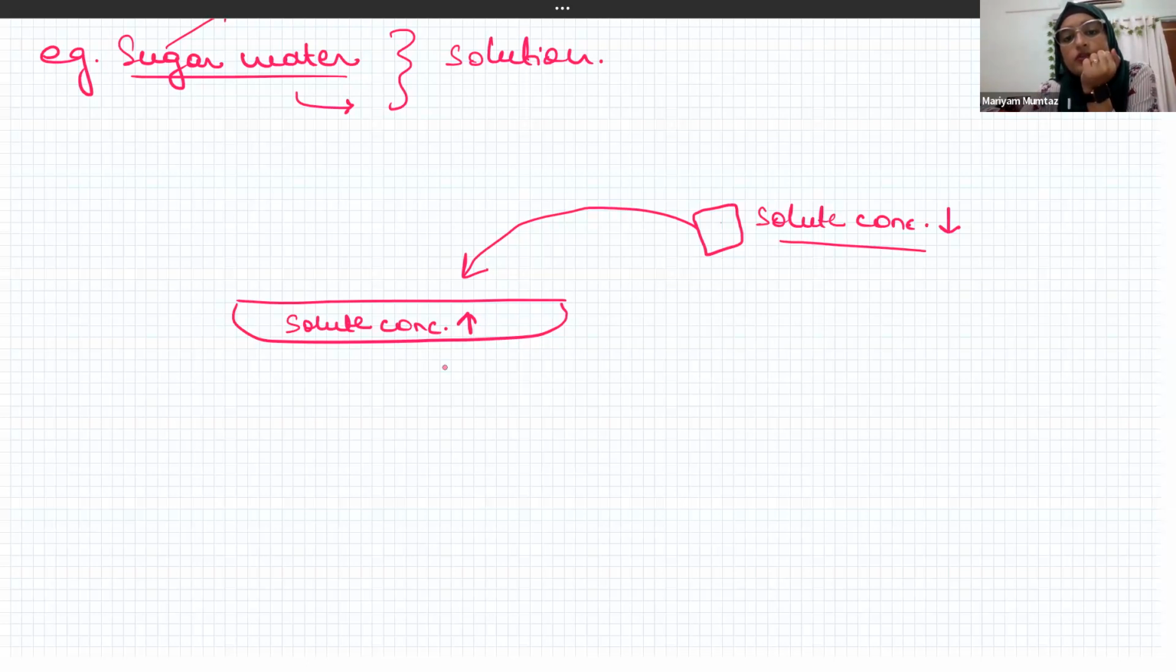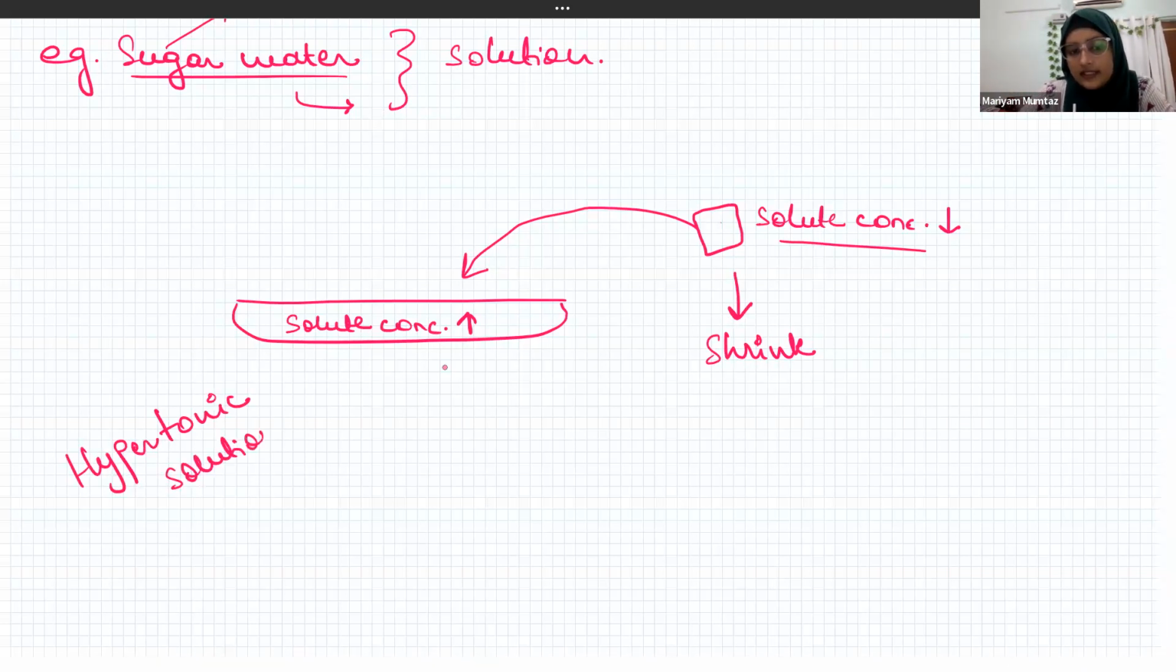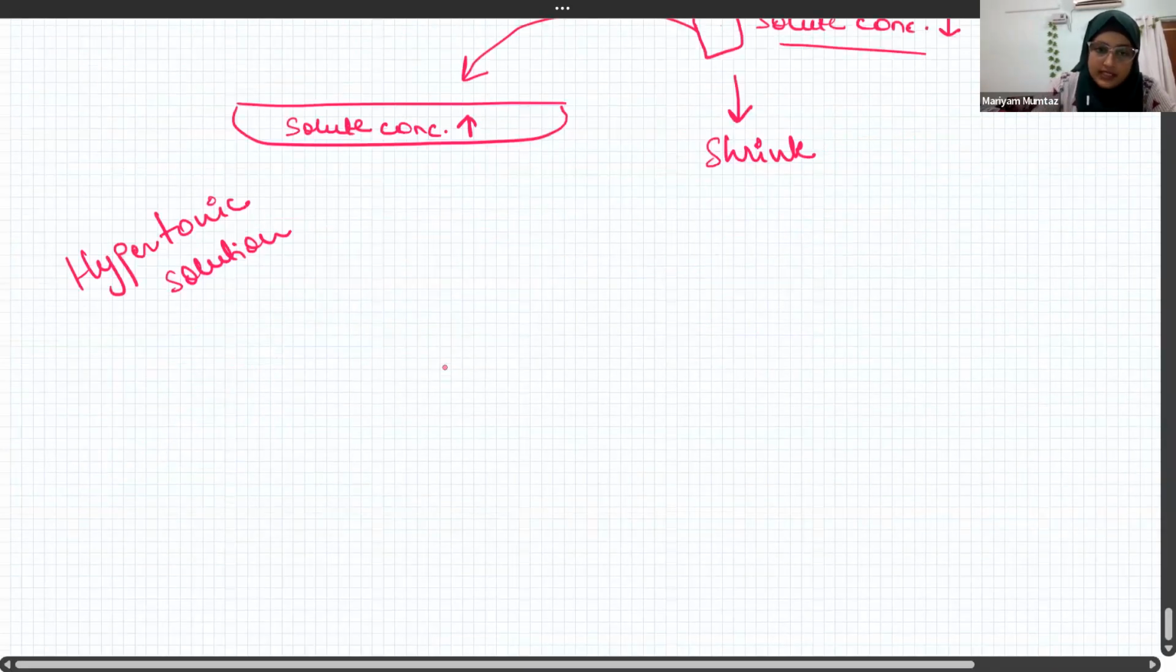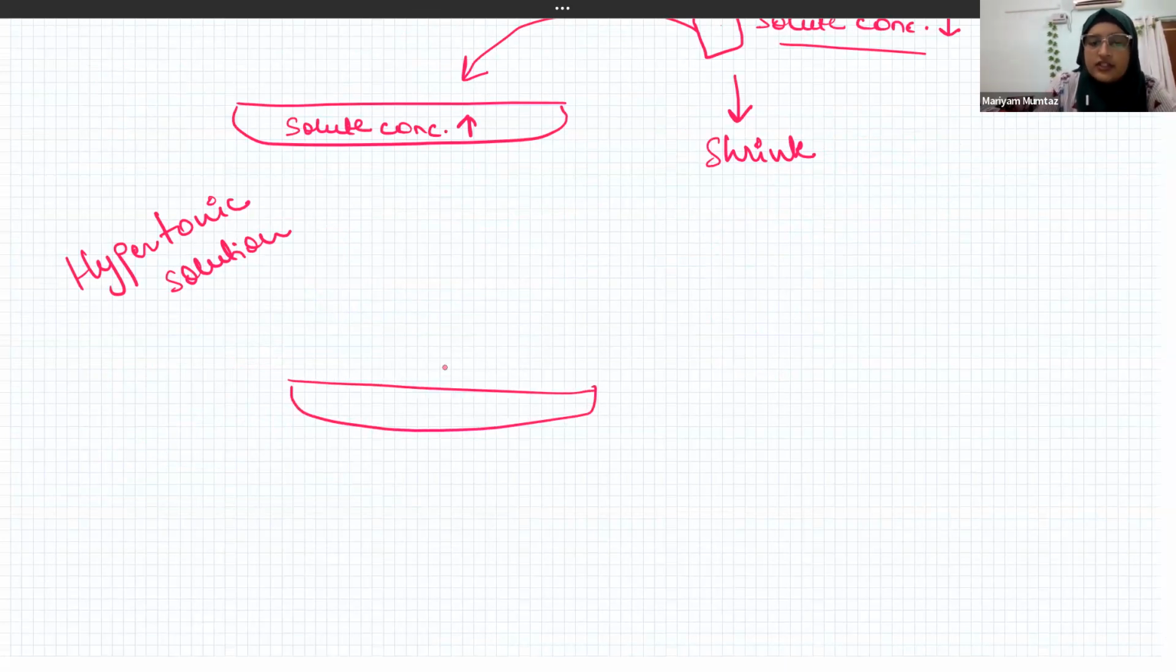Now, if the water moves out of the cell, this cell will shrink. And this solution wherein the water is moving from the cell to the place where the solute concentration is high, it is known as hypertonic solution. Hypertonic solution. Is it clear?